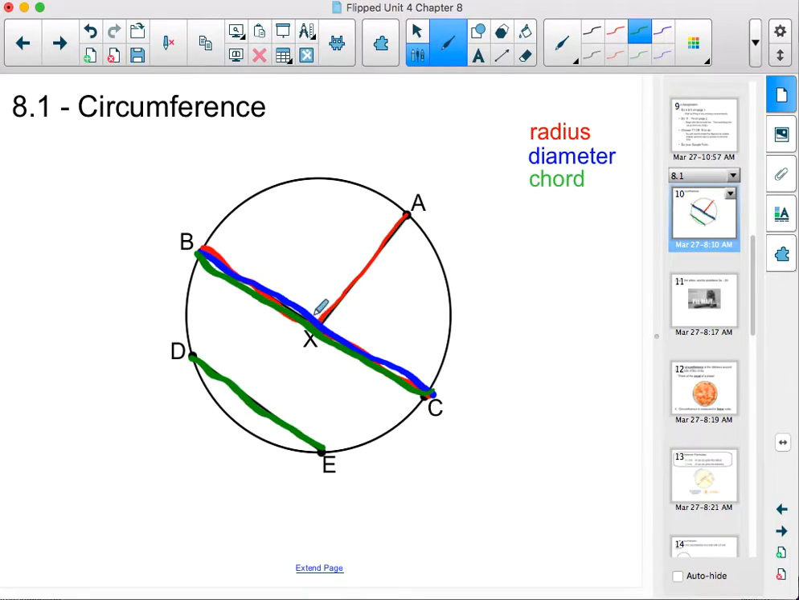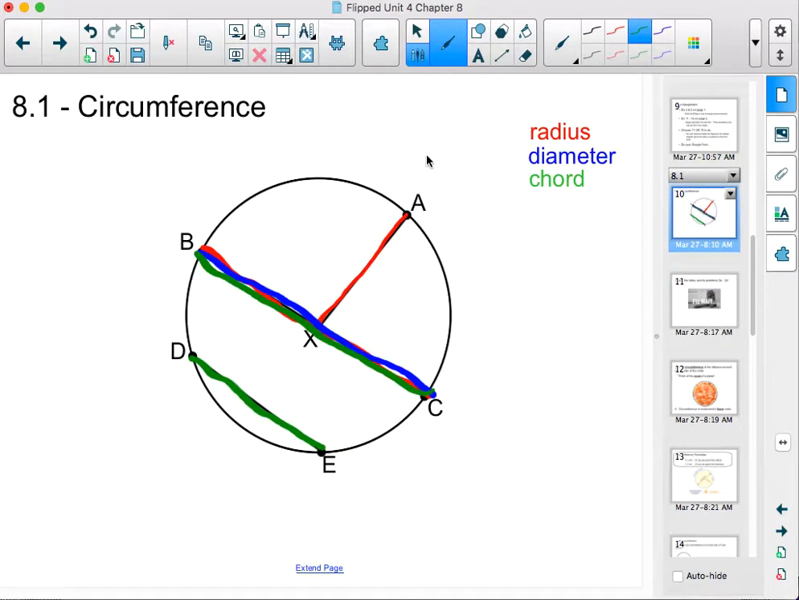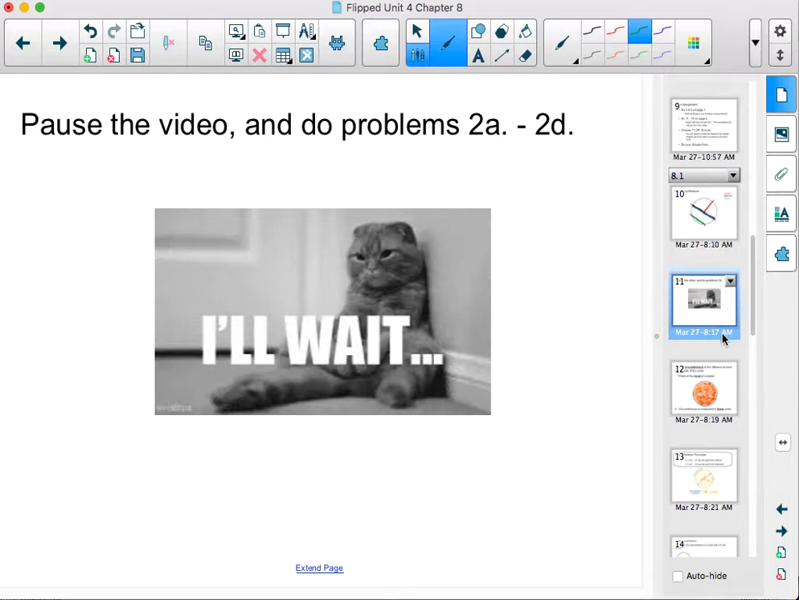So those three vocab words are very important. Label them on your diagram, and then you can go ahead, pause the video, and complete questions 2A through 2D. These will review your three vocab words here: radius, diameter, and chord. Okay, hopefully you have finished 2A through 2D.